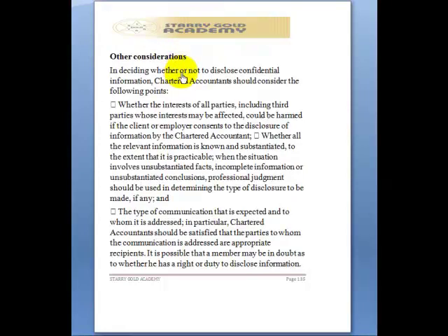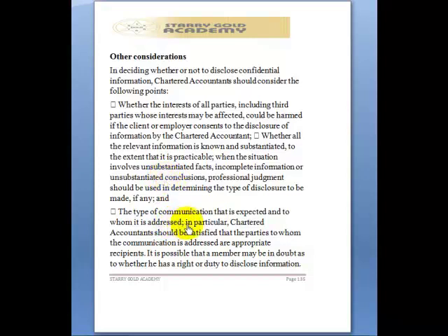Other considerations in deciding whether or not to disclose confidential information, chartered accountants should consider the following: whether the interests of all parties, including third parties whose interests may be affected, could be harmed if the client or employer consents to disclosure of the information by the chartered accountant. Remember, we talk about public interest. So there are other stakeholders, even apart from your client. Whether all the relevant information is known and substantiated to the extent that it is practicable. When the situation involves unsubstantiated facts, incomplete information or unsubstantiated conclusions, professional judgment should be used in determining the type of disclosure to be made, if any. So when you don't have your facts, you don't just go and start blabbing.